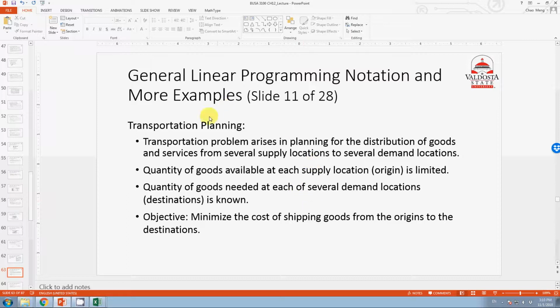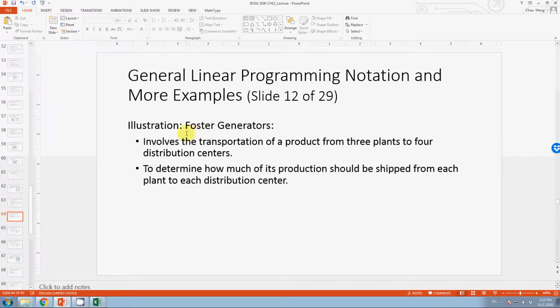So we have a set of supply locations. We have another set of demand locations. And here we want to decide how many goods we need to ship from each of the supply locations to each of the demand locations. And our objective is to minimize the shipping cost.